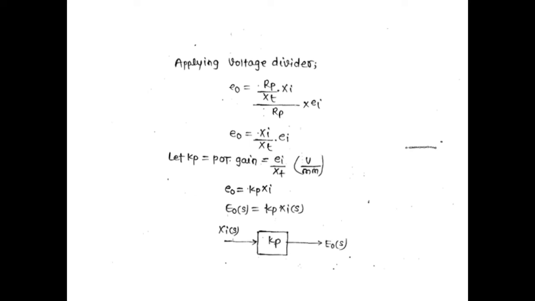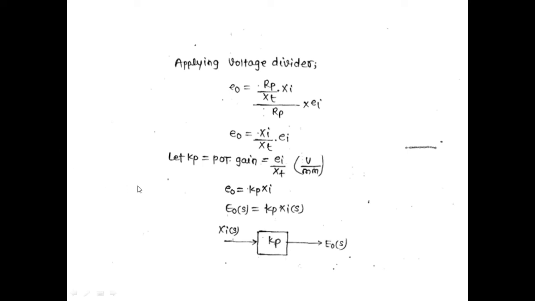Now, what is a potentiometer? A potentiometer is meant to achieve only one task: it should convert a position into a voltage, right? So if I see this equation, E output voltage was equal to Xi by Xt into Ei. Now, let us say that our potentiometer has a gain. What is the gain of any component? The gain of any component is the ratio of its output with respect to its input, right?